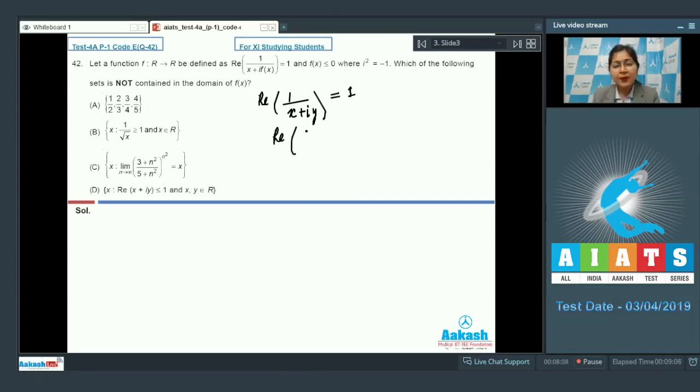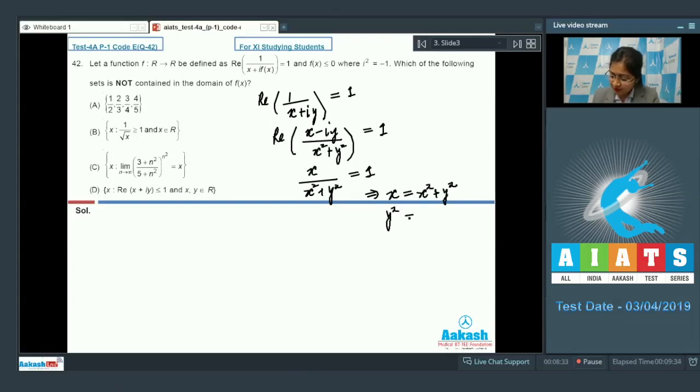So the real part of 1 upon x plus iota y is given to be equal to 1. Multiplying by its conjugate, we will get x minus iota y upon (a plus b)(a minus b), that is x squared plus y squared. This is equal to 1. Now its real part is x upon x squared plus y squared. This is given to be equal to 1. So we will have x equal to x squared plus y squared, that is, the value of y squared is equal to x minus x squared.